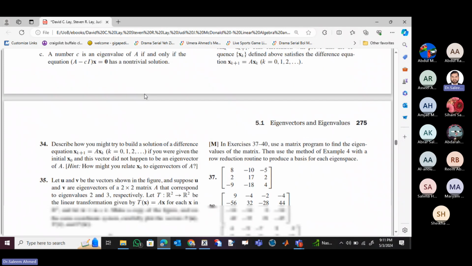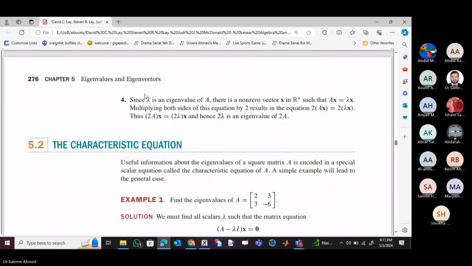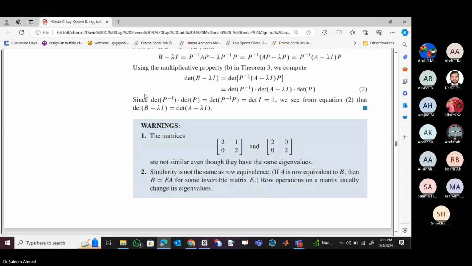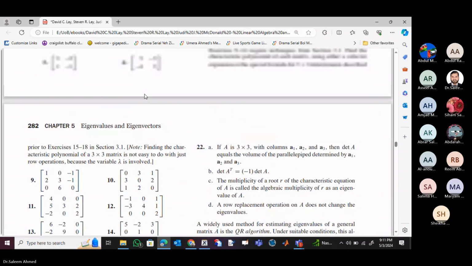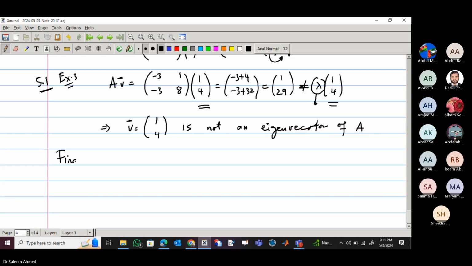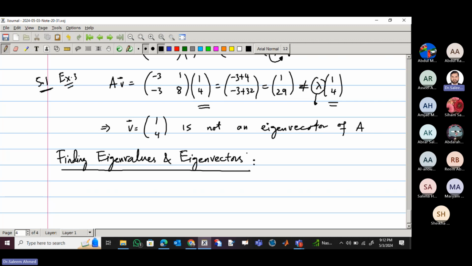That is in section 5.2: finding eigenvalues and eigenvectors.